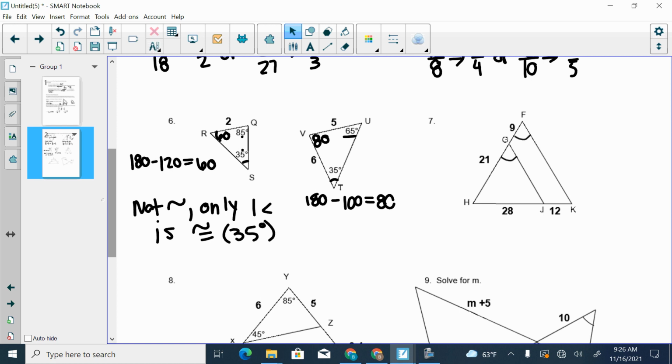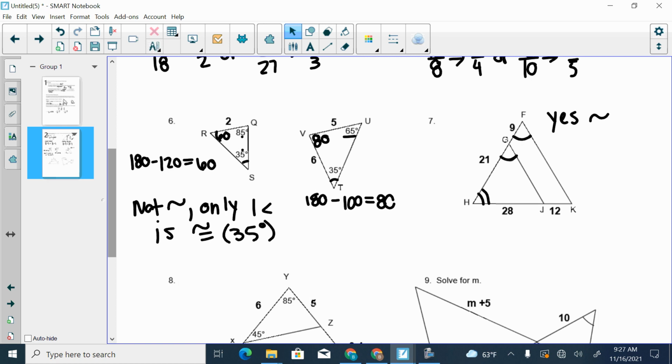Alright, number 7, we've got that these two angles here are marked to be congruent. And then in this bottom corner, we can see that they share this angle. Both of them have this angle. So if they share it, it must be congruent. And if we've got two pairs of congruent angles, we know that the third must also be congruent. Therefore, these are similar triangles. So yes, we have similar triangles.